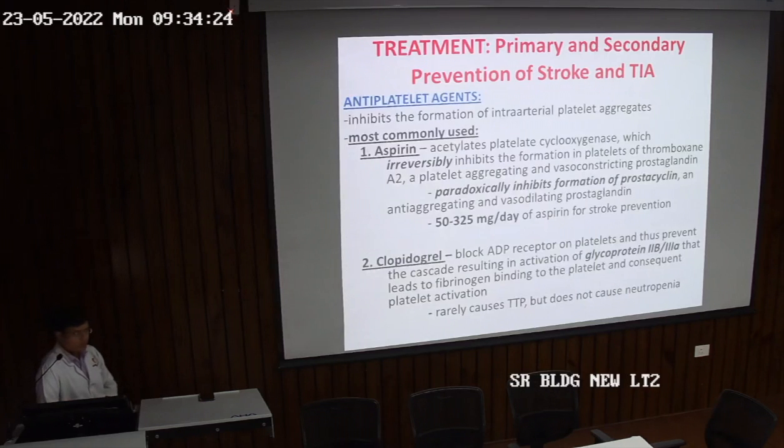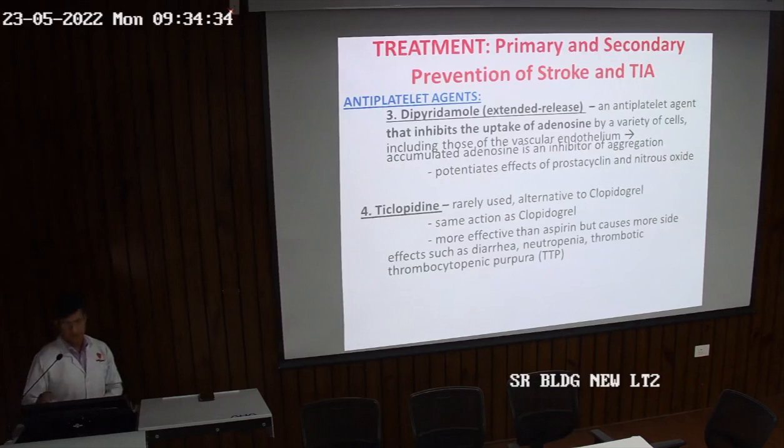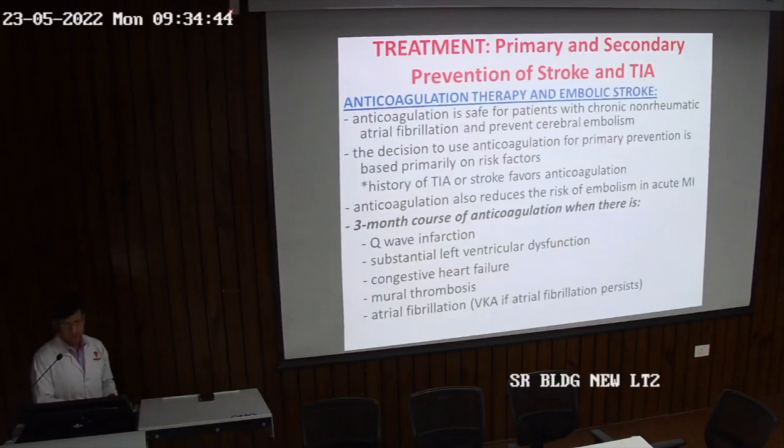And how can you do primary and secondary prevention? This can be done with the use of antiplatelet agents, and the commonly used antiplatelet agents are aspirin, clopidogrel, ticlopidine, and dipyridamole. But the most extensively used and most extensively authorized agent is aspirin. And this can also be done through anticoagulation therapy in the form of oral anticoagulants.